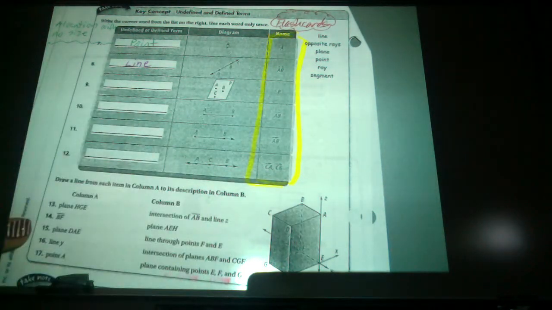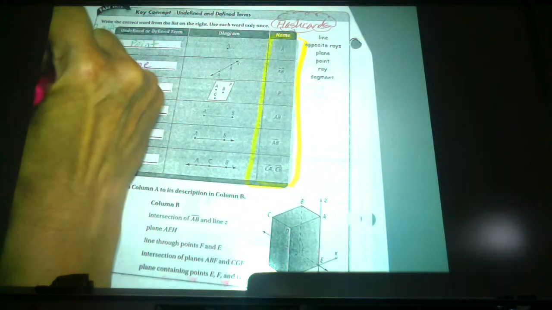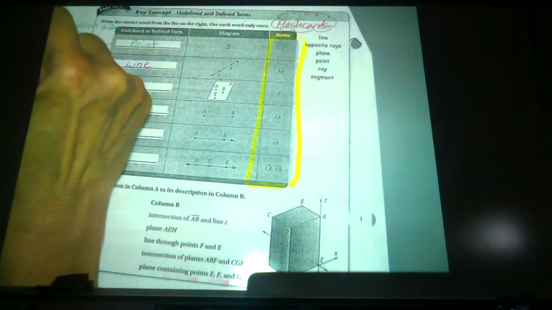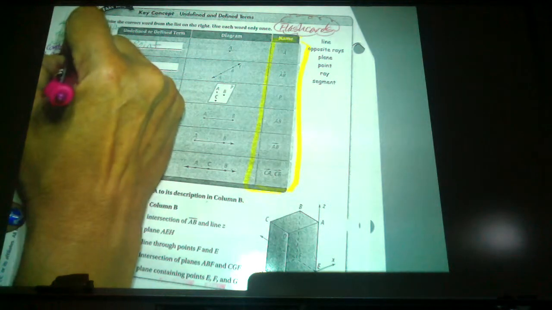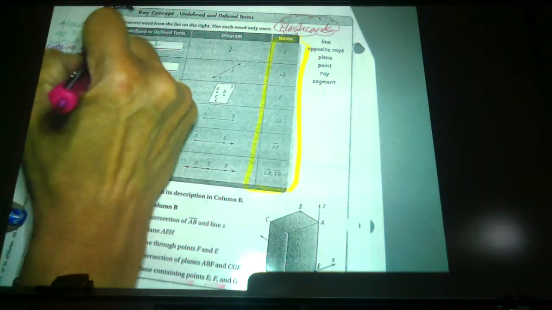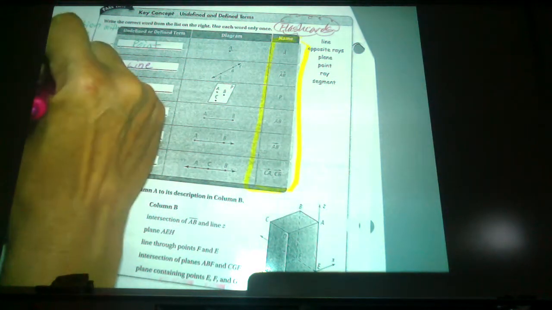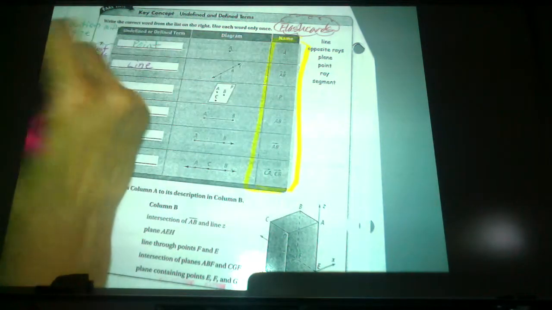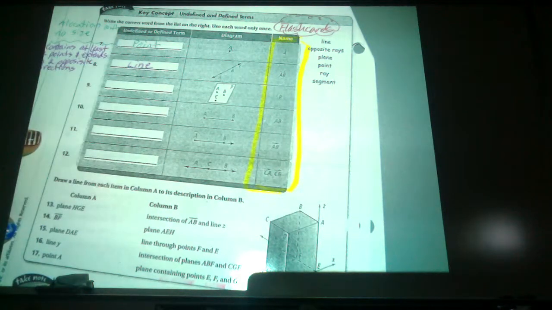So a line contains at least 2 points and extends, you can use a little and symbol, and extends in 2, and it must be opposite directions. Otherwise, you create an angle. Infinitely.